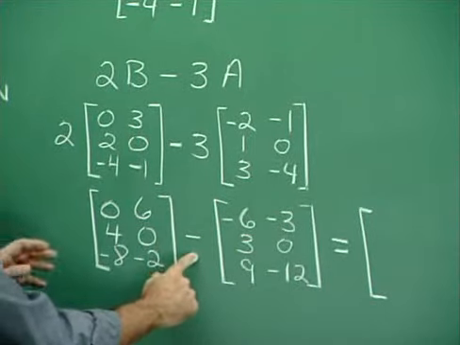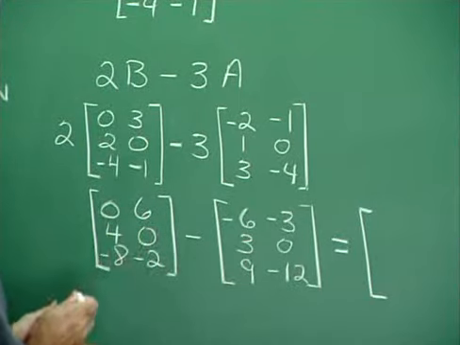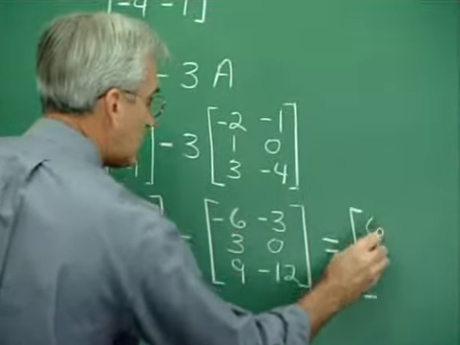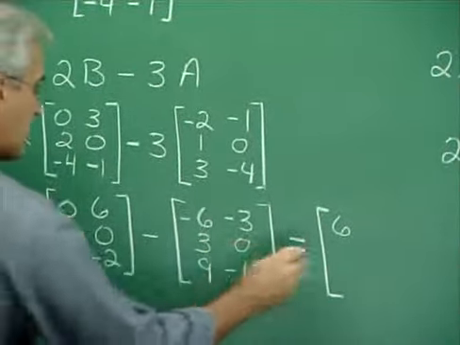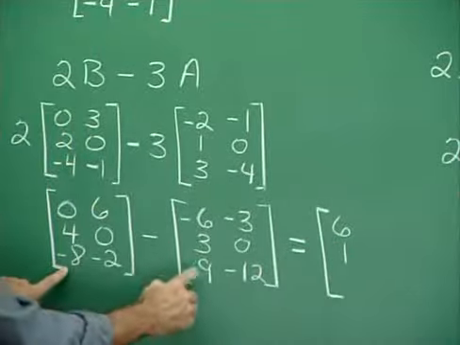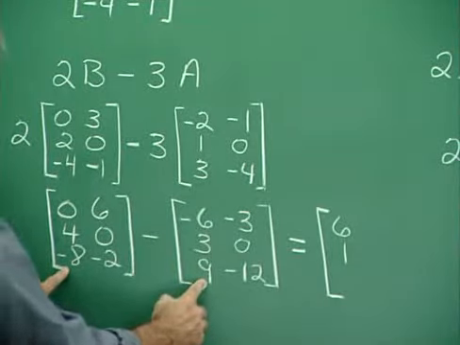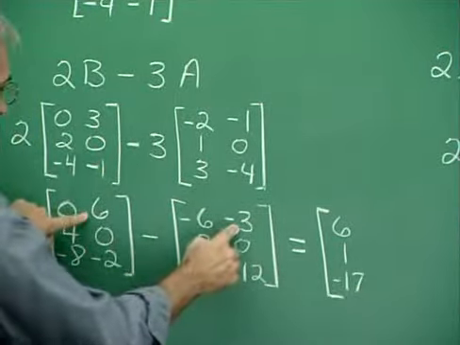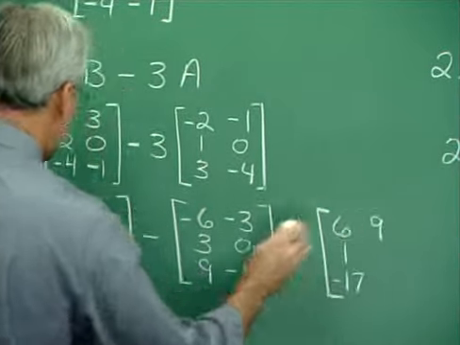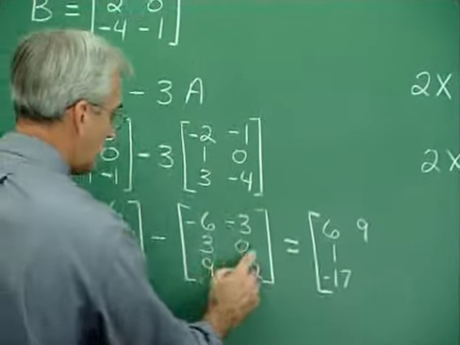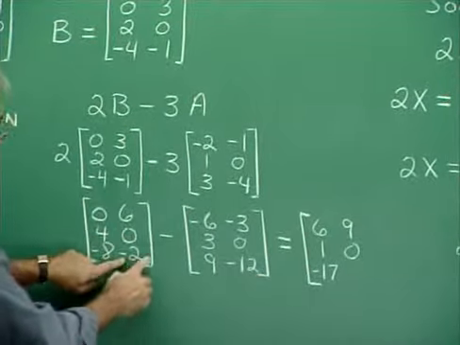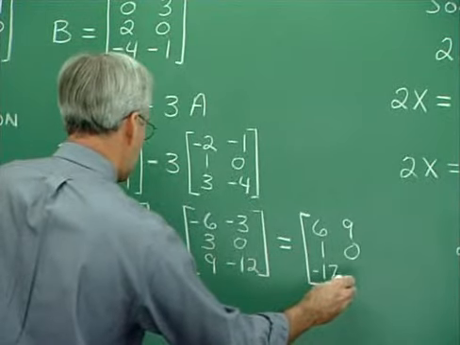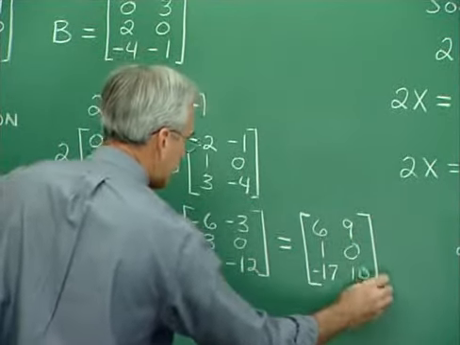Now we have minus between these two, and we subtract corresponding entries. So we would have 0 minus -6. That's 0 plus 6, or 6 for that entry. Then 4 minus 3 is 1. Then -8 minus 9, that's -17. And then, let's see, 6 minus -3, that's 6 plus 3, 9. Then 0 minus 0 is 0. And then -2 minus -12, that's -2 plus 12, or 10. Okay.